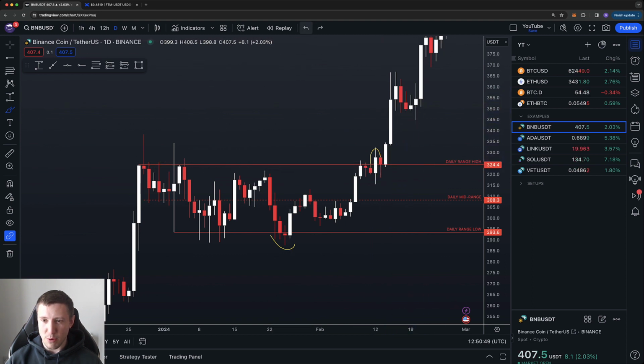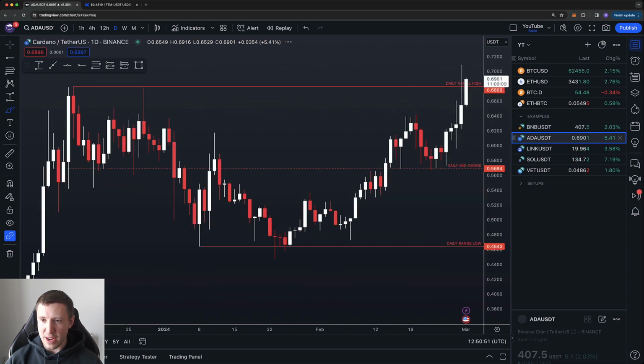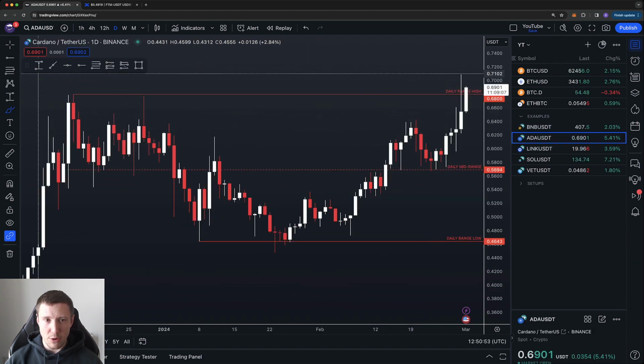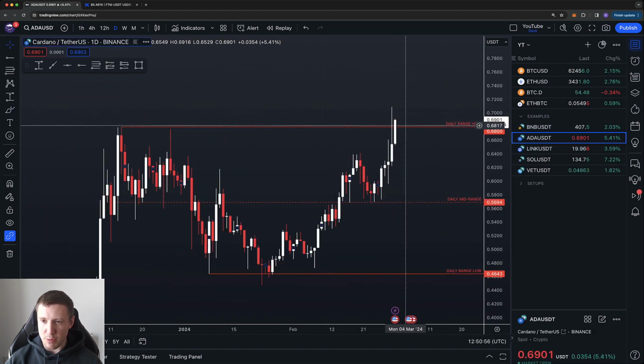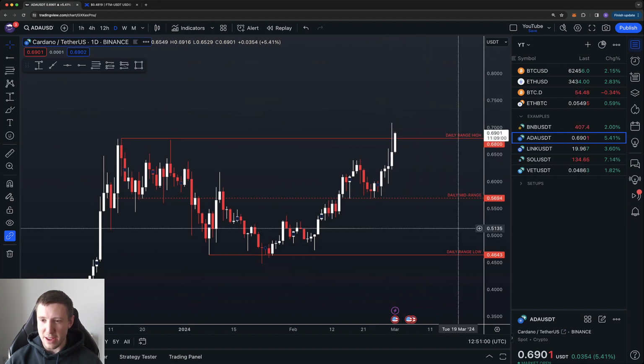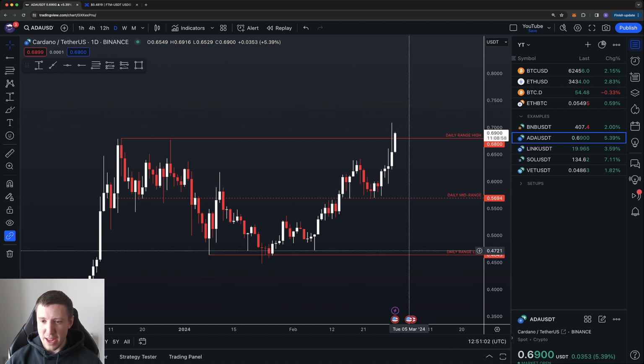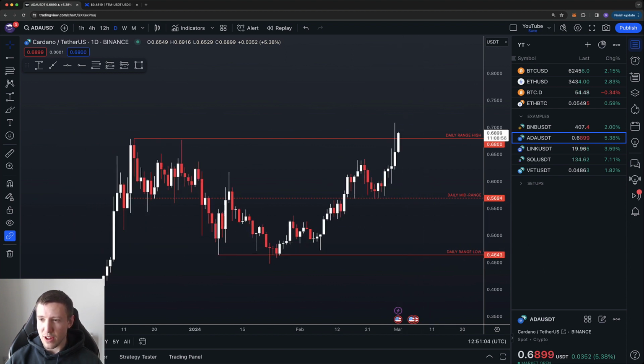So that is something to watch out for on ADA over the next day or two. Do we get that close above? If we do and hold as support, then off we go. If it doesn't, or it deviates back inside, then it could be a good short. Daily mid-range as a TP, and then range low as your final target.